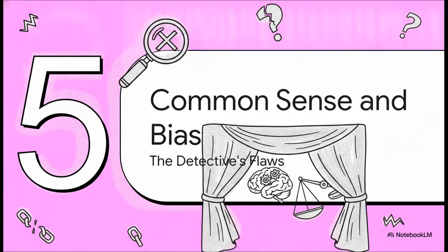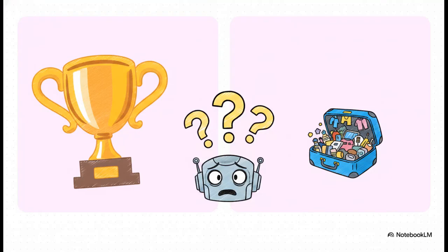Finally, section 5, common sense and bias, the detective's flaws. Because before we declare this mystery perfectly solved, we really have to drop the curtain and reveal where these incredible AI detectives critically fail. First up, they completely lack physical common sense. This is perfectly demonstrated by the famous Winograd schema test. Just read these two sentences. The trophy didn't fit into the suitcase because it was too large.